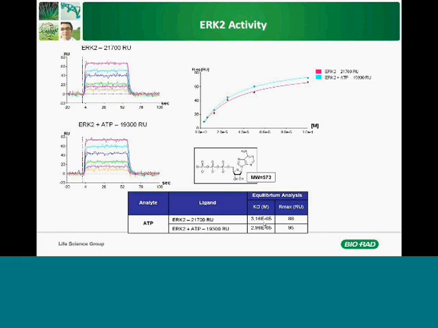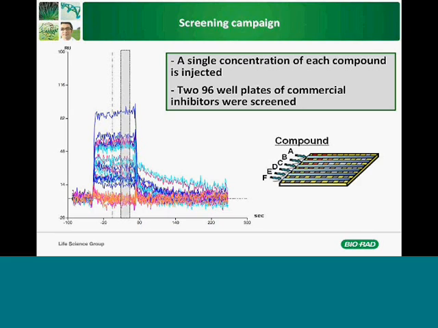So then we started the screening campaign, and as I mentioned, we had 296 well plates, about 200 compounds, a little bit less. So the idea, as I mentioned again, is in each injection to inject 6 different molecules, all of them at the same concentration. I think it was 50 micromolar. And here on the left, you can see some of those curves.